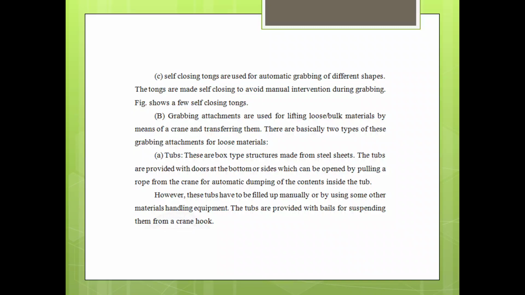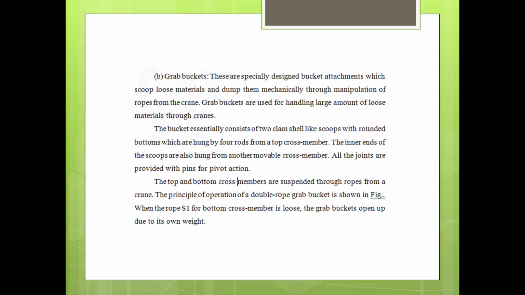Grabbing attachments are used for lifting loose materials by means of cranes and transferring them. There are basically two types of these grabbing attachments for loose materials. These are tubs, box type structures made from steel sheets. The tubs are provided with doors at the bottoms or sides which can be opened by a pulley rope from the crane for automatic dumping of the contents inside the tub. These tubs have to be filled up manually or using some other materials handling equipment. The tubs are provided with wheels or hooks for suspending them from a crane.